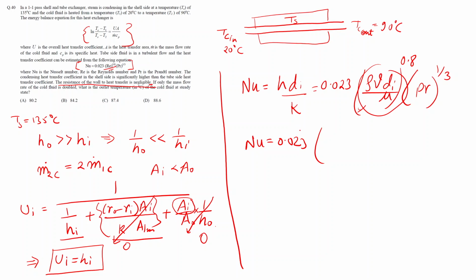So by using this density and the velocity, we can change this into mass flow rate as Di into m dot upon Ai, where Ai is the heat transfer area of the inner side, upon mu, into 0.8, into Prandtl number raised to 1 by 3. So this diameter will remain constant, area of the inner side will also remain constant, mu will also remain constant. Only the variable is m dot, that is the mass flow rate.